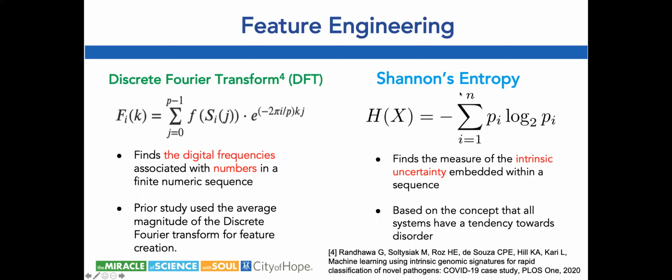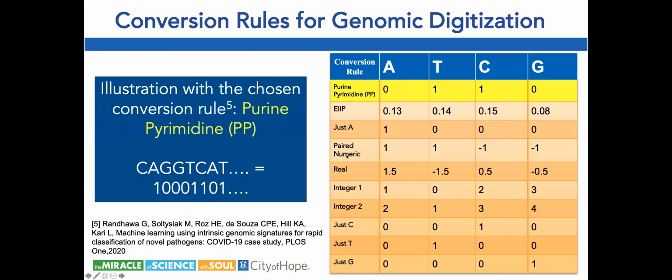And then for Shannon's entropy, we essentially are just looking at frequencies of our nucleotides, adenine, thymine, cytosine, and guanine, and we are computing their probabilities with their log 2 probabilities and just negating the final summation. And in doing so, we're finding the measure of the intrinsic uncertainty which is embedded within that genetic sequence. And so after applying these two types of features, one thing I forgot to mention here is how did we go from the genetic sequence to the numerical sequence?